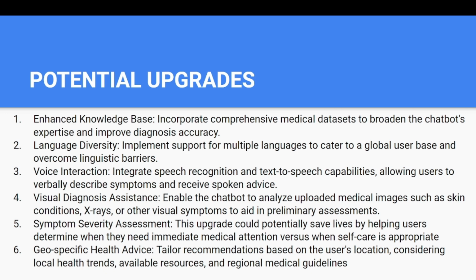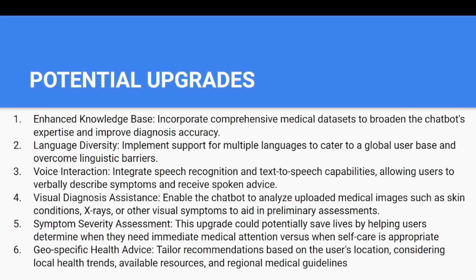Language diversity. So we can implement support for multiple languages to cater to a global user base and overcome linguistic barriers. As of now, the chatbot takes the input query and gives the output only in English. So once we develop it with multiple languages, it could be used at a global level.